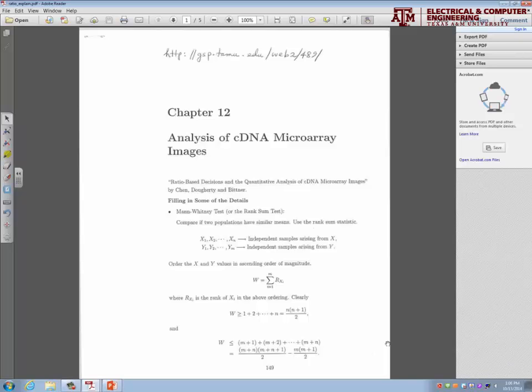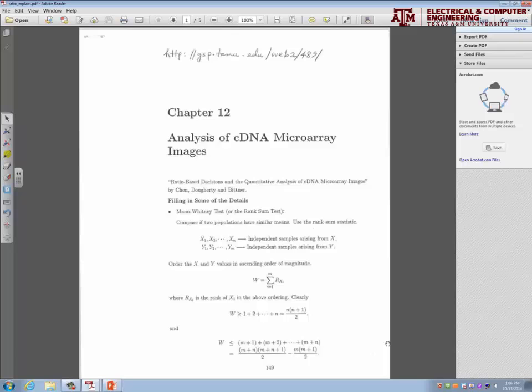So you've gone ahead and arranged them in ascending order of magnitude, and now you're going to add together all the ranks associated with the X's. So that is called the rank sum statistic. Rxi is the rank of Xi in the above ordering. Now clearly, you can have two extreme situations. The X's might be significantly smaller than the Y's. Then it is very likely that when you sample all the X's, X1, X2 up to Xn, they occur before any of the Y's.